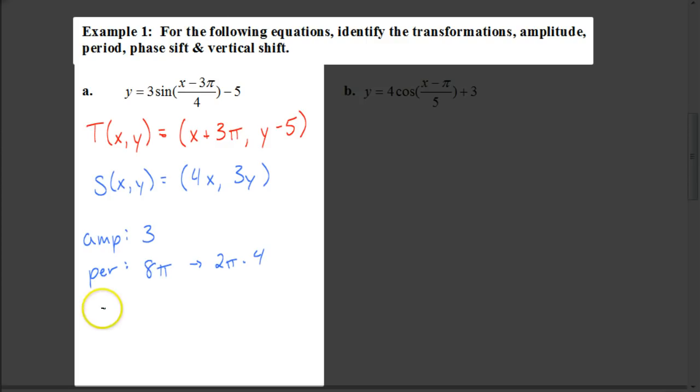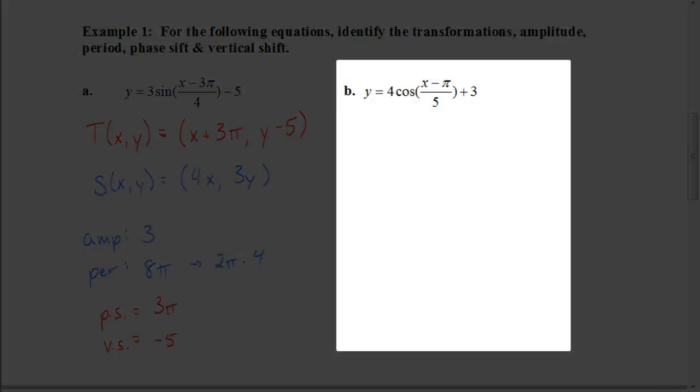Now, the phase shift and the vertical shift, we get those from our translation. The phase shift, remember, is how our graph is moving horizontally. It's moving to the right 3 pi units. So we'd say the phase shift is 3 pi. It's moving down 5, so we would say the vertical shift is negative 5. And that's how we can draw out all of our information from our equation.